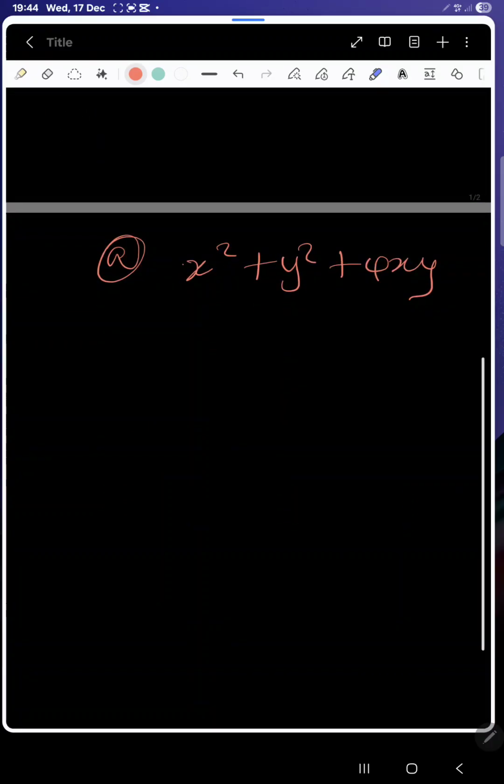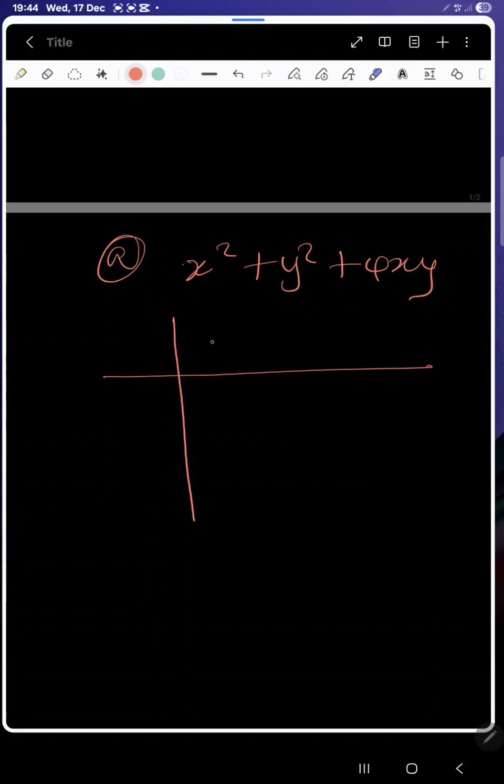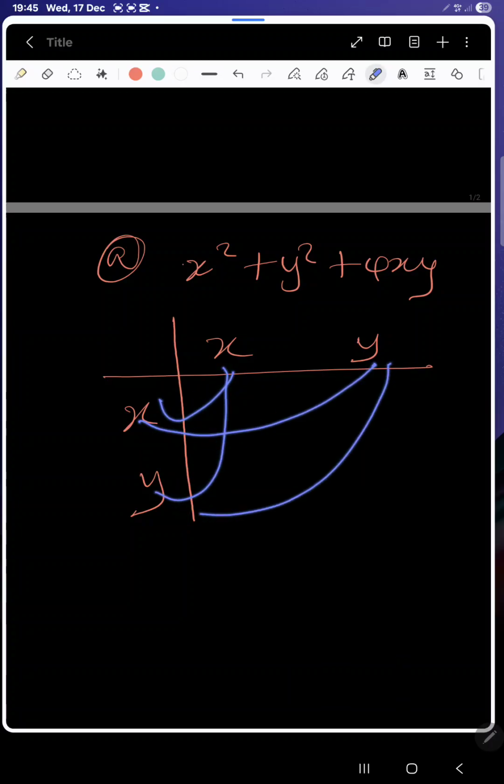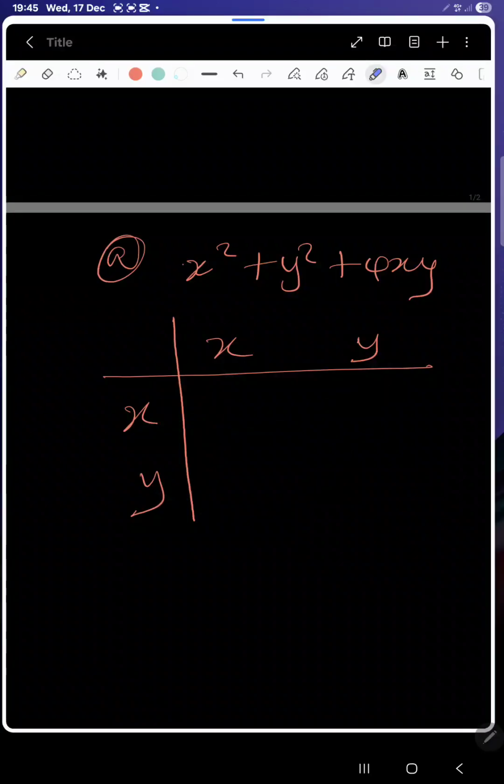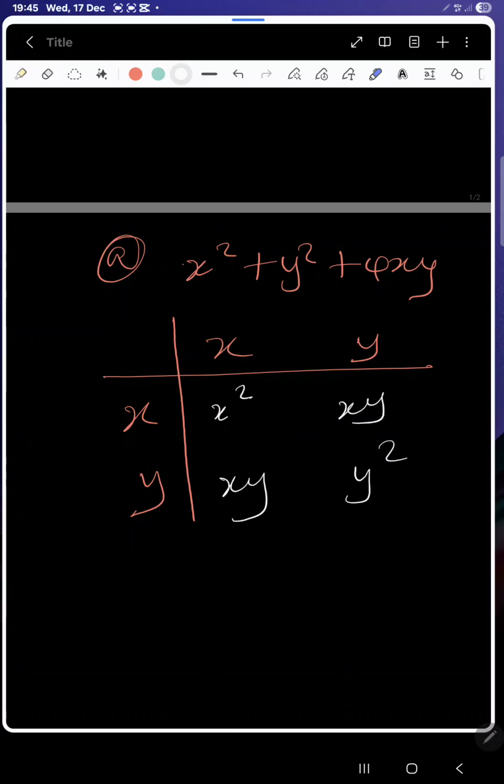What you're supposed to do here is to just draw this cross like this, and then up there you put x, here you put y. Then down here you also put x and y. Then multiply this with that, this with that, also this with that, that with that. So x times x is x squared, x times y is xy, y times x is xy, and y times y is y squared.